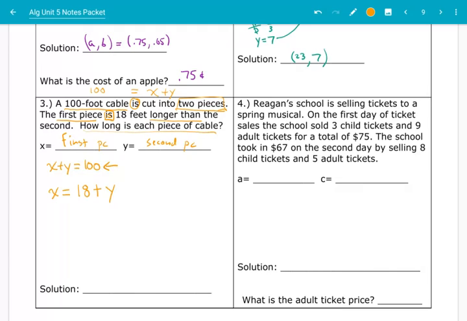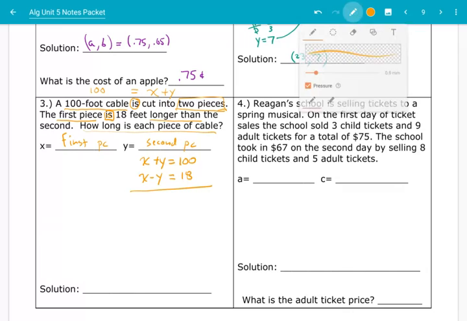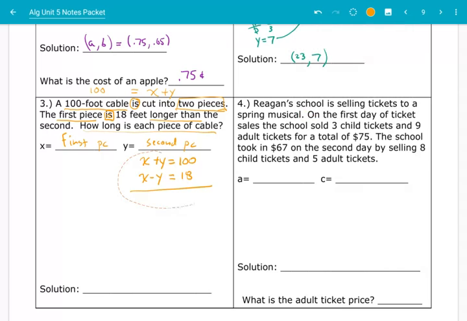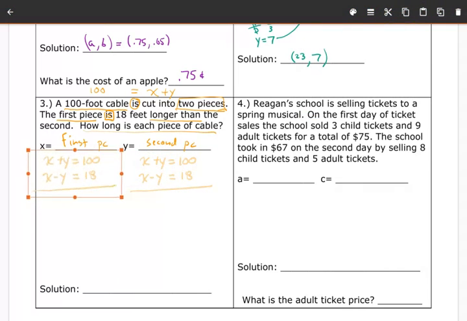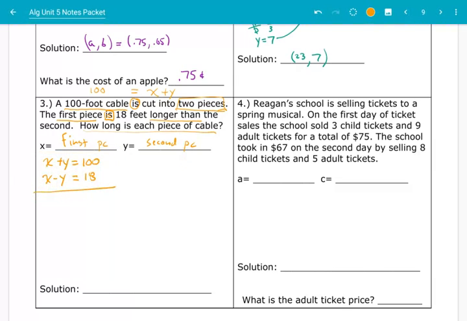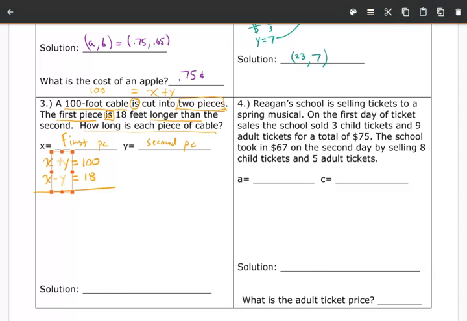So this one's already set up in standard form, ready for elimination. I am going to subtract Y from both sides of that equation. So I'll have X minus Y equals 18. And then I'm going to rewrite my equation so it's nice and neat. X plus Y equals 100. And then X minus Y equals 18. Okay. And look at that. I'm going to erase this since we have them set up. What do we see there? Do we see some variables that have the same coefficient but different signs? Yeah, right here.